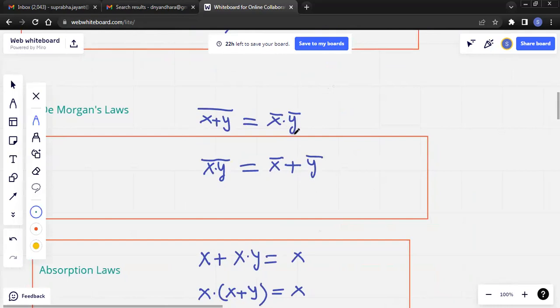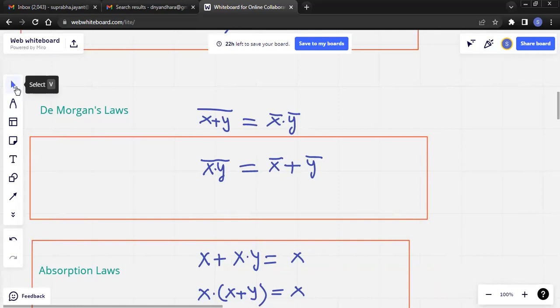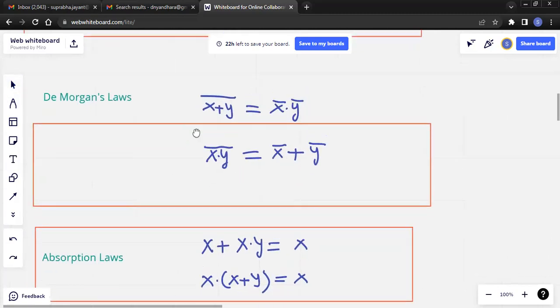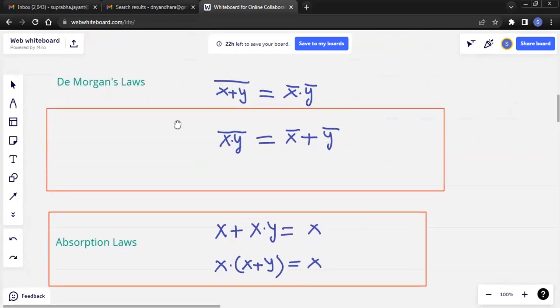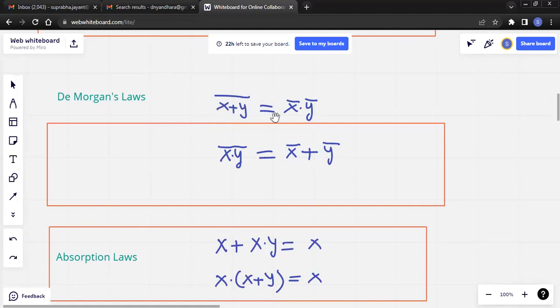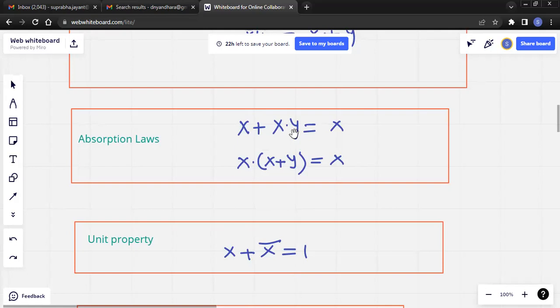Then De Morgan's laws. De Morgan's laws are quite well known to us. Complement of the sum is product of the complements. I repeat, complement of the sum is product of the complements. And complement of the product is sum of the complements. Then absorption laws. If you add x and x into y, sum is x always. So x is repeating over here, you can see x plus x into y will be always x. And x into x plus y will also be x.